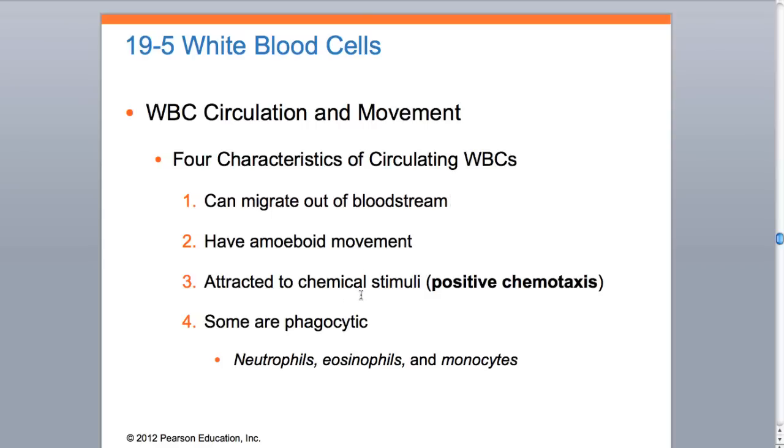Now, how do I recognize a germ? I recognize a germ by the chemical stimuli, and that's called positive chemotaxis. So germs leave a footprint, and I am attracted to that footprint as a white blood cell, and I go after that germ. Typically, footprints are either the chemicals that the germ releases or the lining of the germ, like an A antigen, for example. So positive chemotaxis is the attraction to that foreign germ. The ones down here are the phagocytic ones, neutrophils, eosinophils, monocytes.